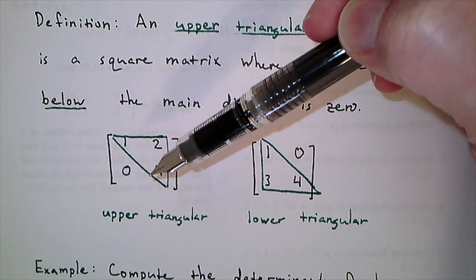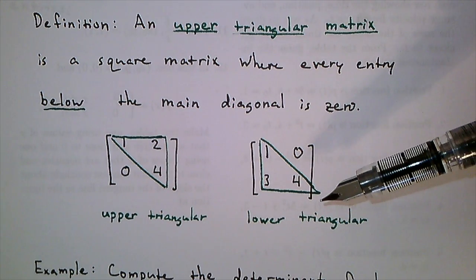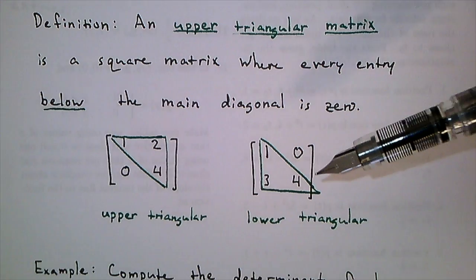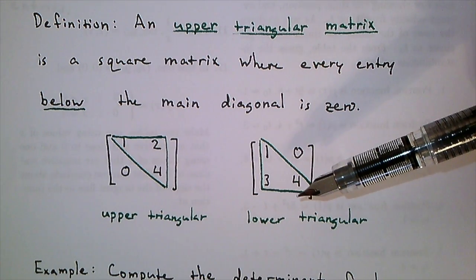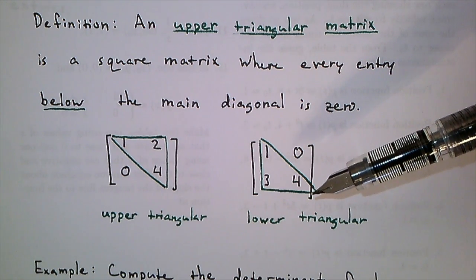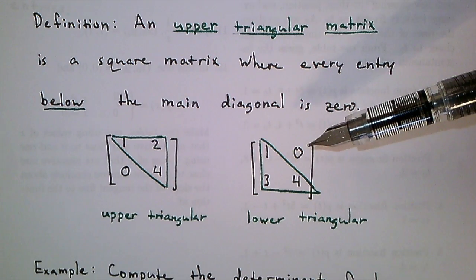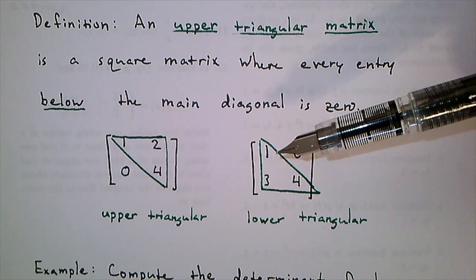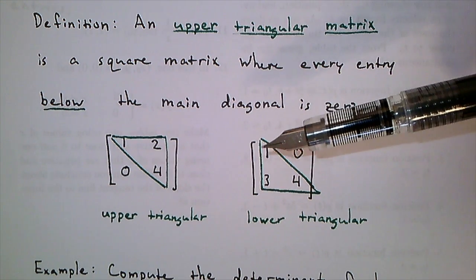There's also something called a lower triangular matrix. I haven't written out the definition, but from this picture you can probably imagine what it is. A lower triangular matrix is a square matrix where every entry above the main diagonal is 0, like this one here. And then we get this triangular shape in the lower left of our matrix.